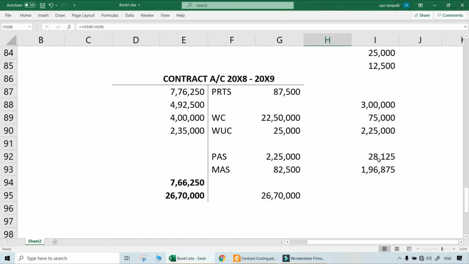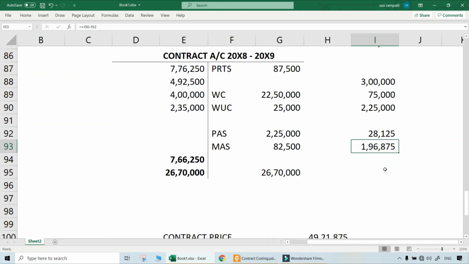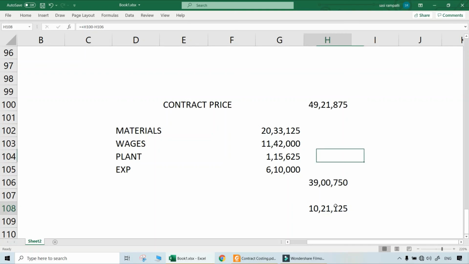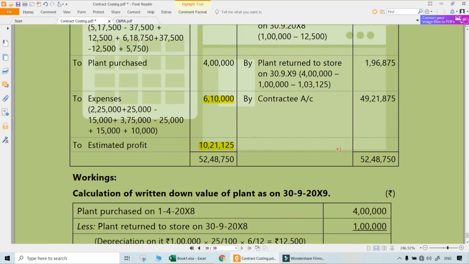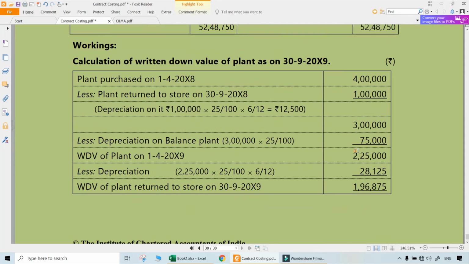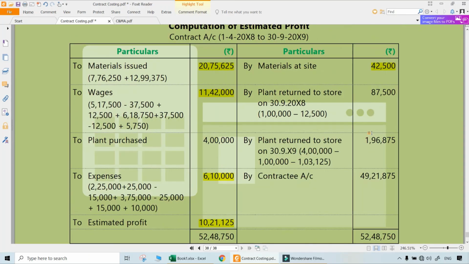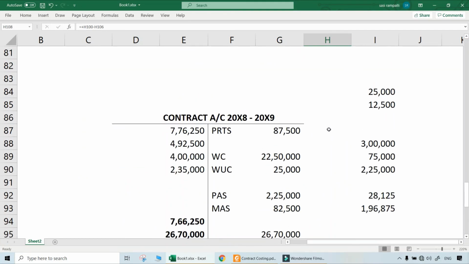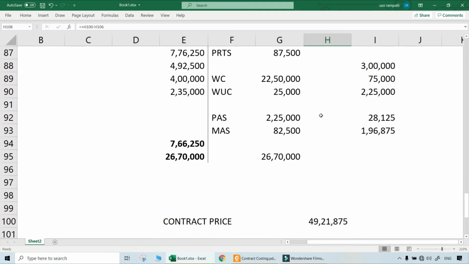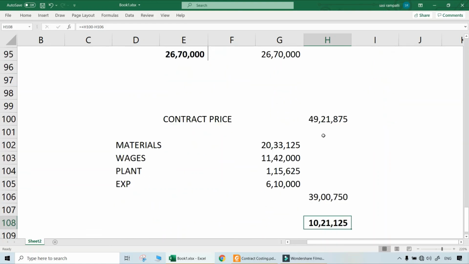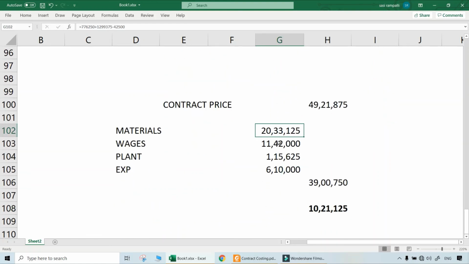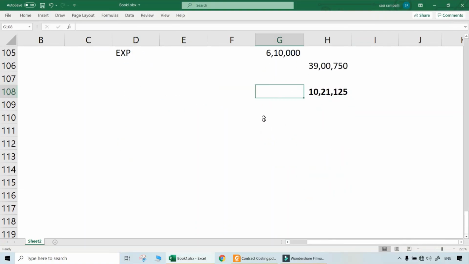Depreciation calculation here for the full year we should not do, only for 6 months, for the plant at site calculation that we have done. That's it. 10,21,125 is the estimated profit from this contract as a whole. And any other workings that are required here can be shown separately, so that the final answer should be definitely correct. Care should be taken for the period as usual, and the numbers when we look at each of them. Ultimately, what is the total cost incurred for the entire contract is what we should take into consideration. Considering that, 10,21,125 is the estimated profit from the contract.